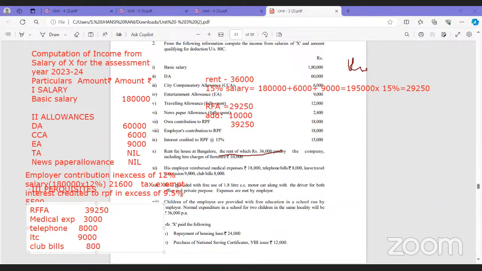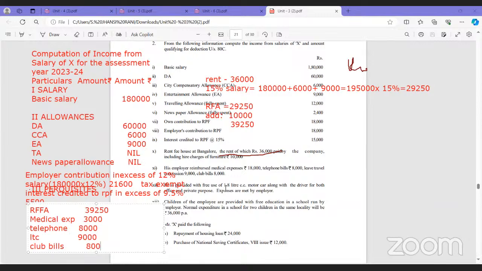Next, he is provided with free use of a motor car, 1.8 liter cc. A motor car is also a perquisite. You have to remember the rule: whether it is less than 1.6 or more than 1.6. The cc means the cubic capacity of the car engine. Less than 1.6 has a separate rule, more than 1.6 liter cc has a separate rule. Here it is 1.8 liter cc, which means more than 1.6.